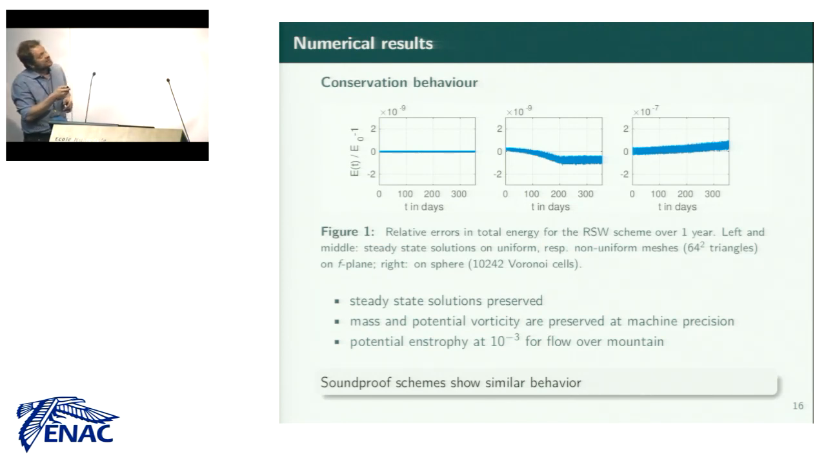So here we show that for the rotating shallow water case, we conserve energy on an approximation of the sphere by a flat F-plane. We have very nice energy conservation. On the sphere we have a slight drift, but we know where the problems are, so we are working on having fully variational integrators on that. We conserve steady state solutions, and mass and potential vorticity are preserved at machine precision. So these are all quantities that are very, very important for large scale geophysical flow models. And the soundproof models show a similar behavior.